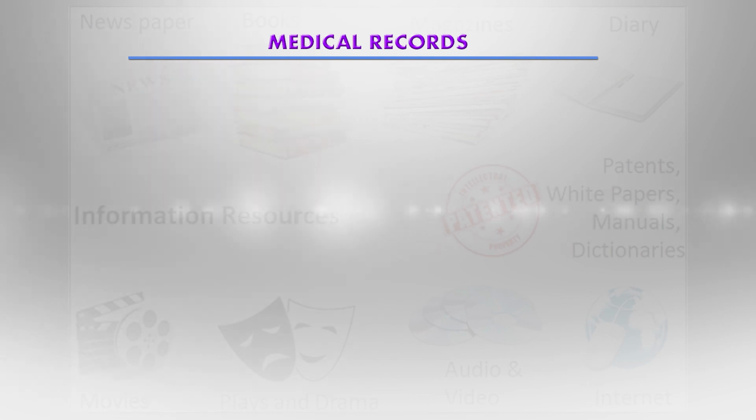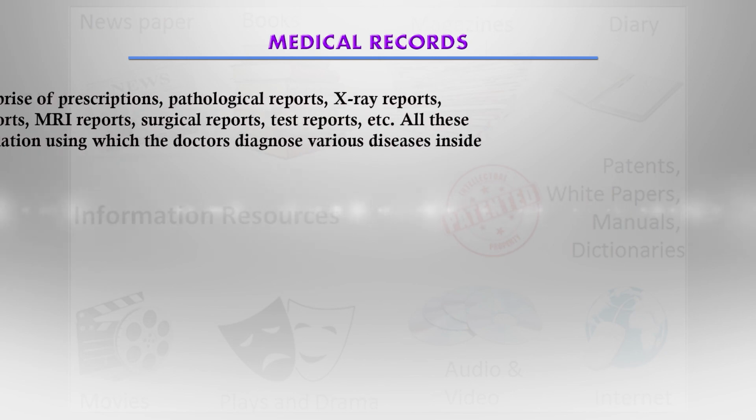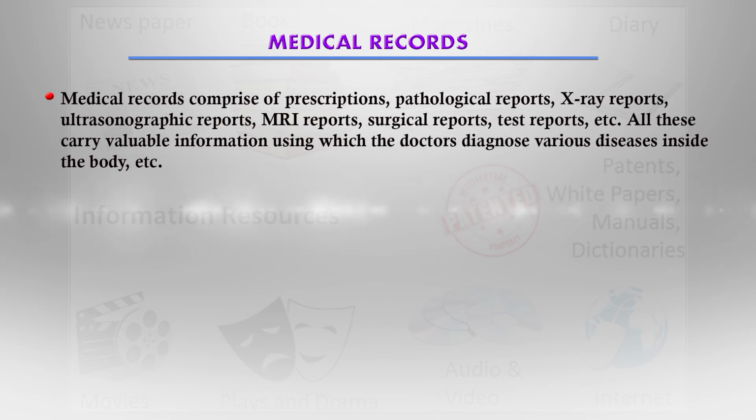Then come the medical records. They also form the primary sources of information. These medical records comprise prescriptions, pathological reports, X-ray reports, ultrasonographic reports, MRI reports, surgical reports, test reports, etc. All these carry valuable information using which the doctors diagnose various diseases inside the body of the patient. So, these medical records are very helpful for the medical professional, not only to diagnose diseases, but also to do various types of research in their concerned field of medicine.